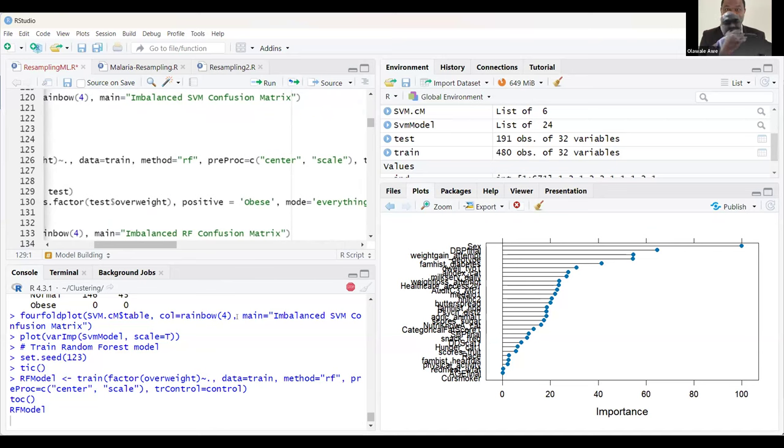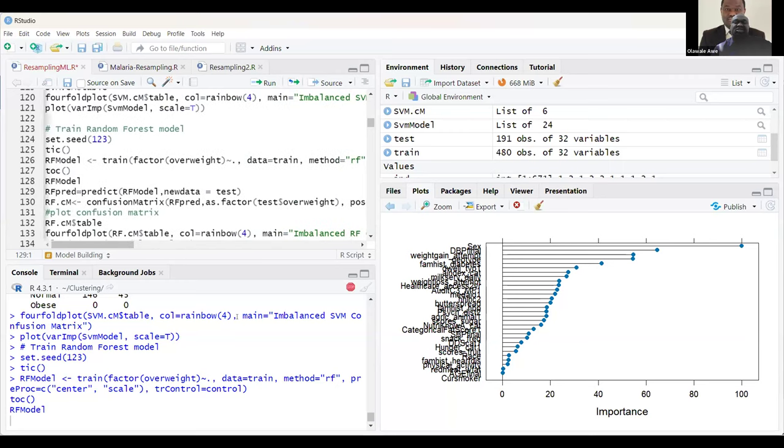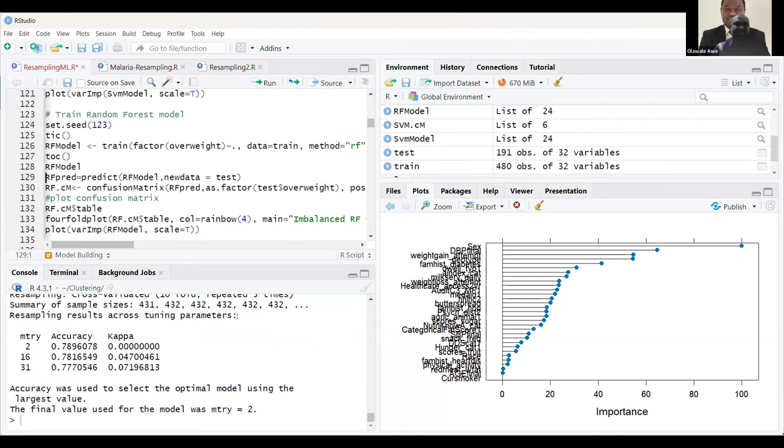And so I'm going to say mode everything so that I can have all other metrics like F1 score, which is the harmonic mean of recall and precision, and then we have other metrics like balanced accuracy, which is actually good for imbalanced data, which is the average of sensitivity and specificity. Now let's see the results, it's finished running.